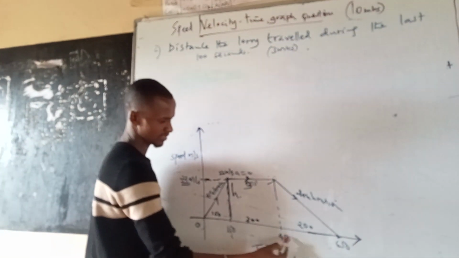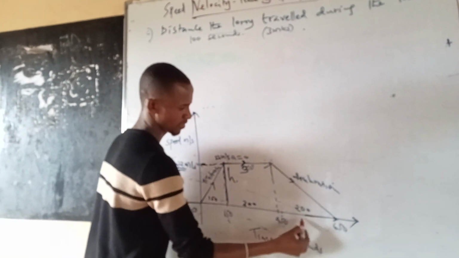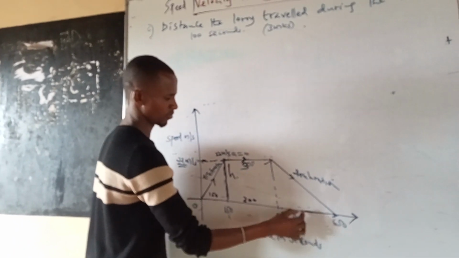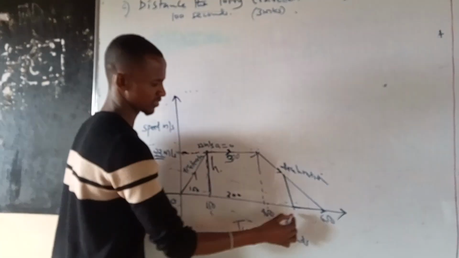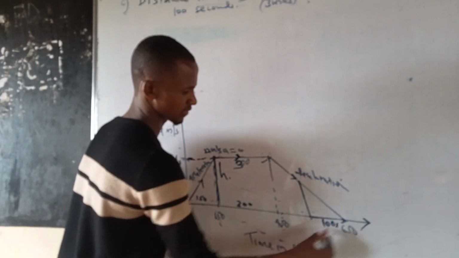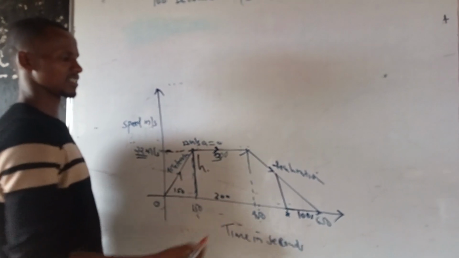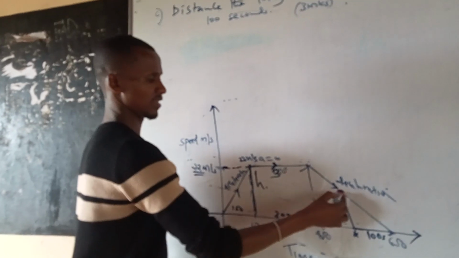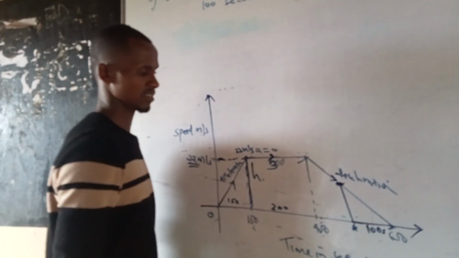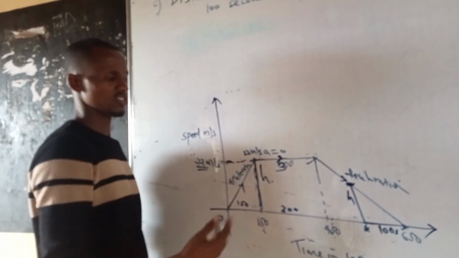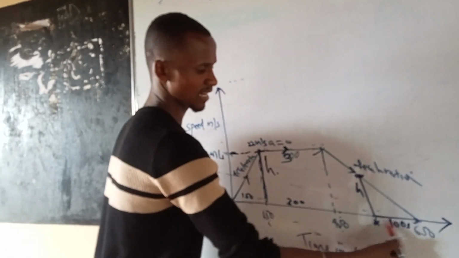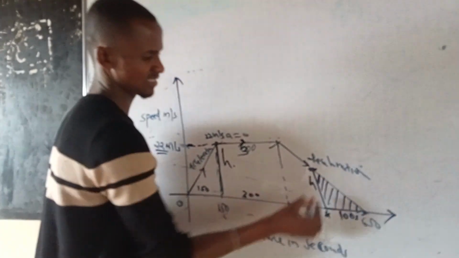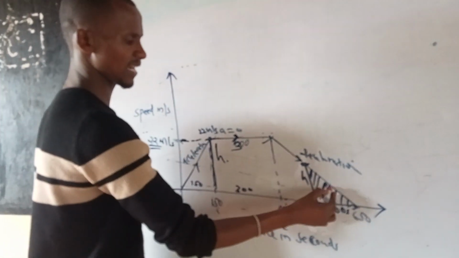The last 100 seconds is the midpoint of this. You can say that because you know from here to here is 200, therefore it will be something like this. So this will be the last 100 seconds from this point here, and we know that the height, or the velocity, at that point is our height. So to get the distance traveled within the last 100 seconds is the area under that triangle.